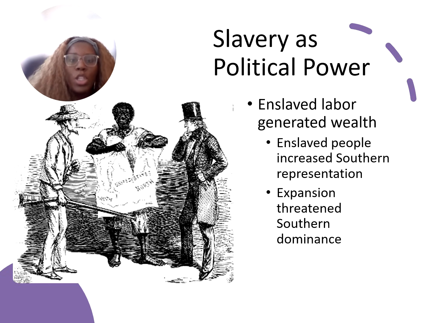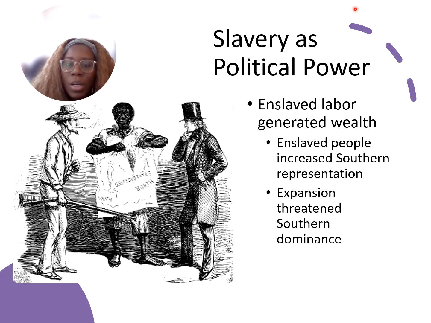Okay, so now we're going to talk a little bit more about how slavery functioned as more than an economic system in the United States. It was not just about the South making money. It was also a political system that shaped power at the national level. Enslaved labor generated enormous wealth for the Southern plantation owners, but it also increased Southern influence in the federal government. So through population counts, enslaved people were used to boost Southern representation in Congress, even though they had no political rights themselves. So let me break that down.